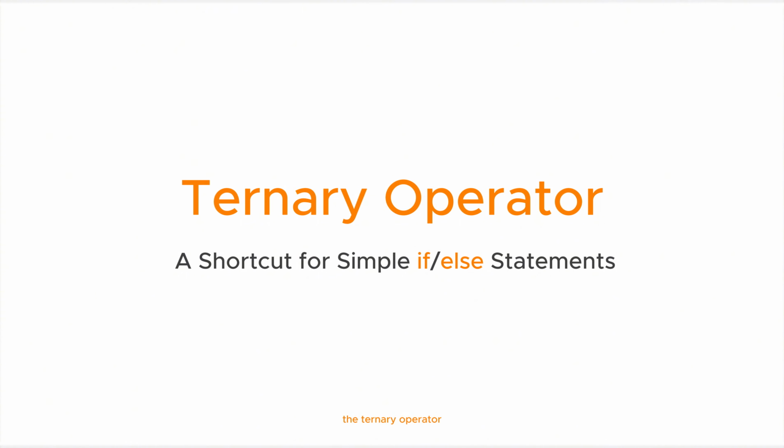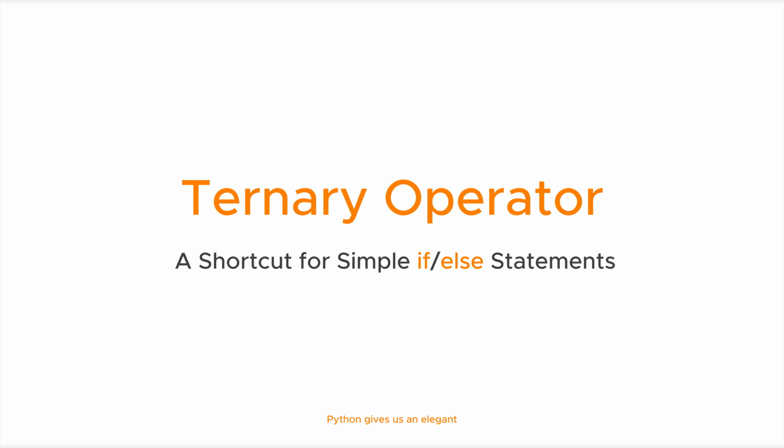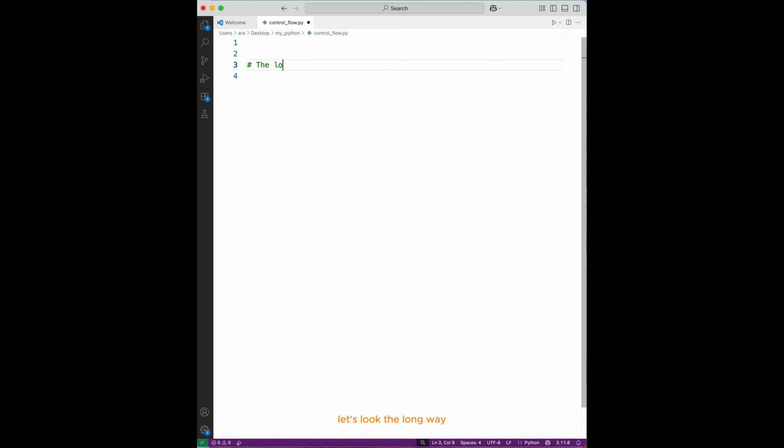The ternary operator, a shortcut for simple if-else statements. Remember, just for if-else. For very simple if-else blocks, Python gives us an elegant one-line shortcut called the ternary operator. Let's look at the long way. age equal to 25. If age less than 18, user_type equal to child. Else, user_type equal to adult.